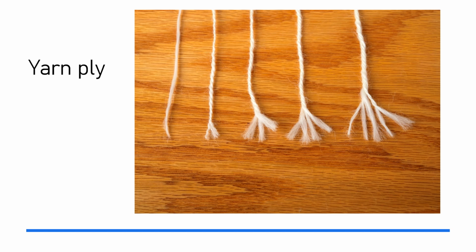In the picture you could see the first one has only one strand, so we call it a one ply yarn. The second has two strands, which we call a two ply yarn. In the next picture you could see three strands, which we call a three ply yarn, and the next picture has four strands, which we call four ply yarn. The next picture has five strands of yarn, which we call a five ply yarn.